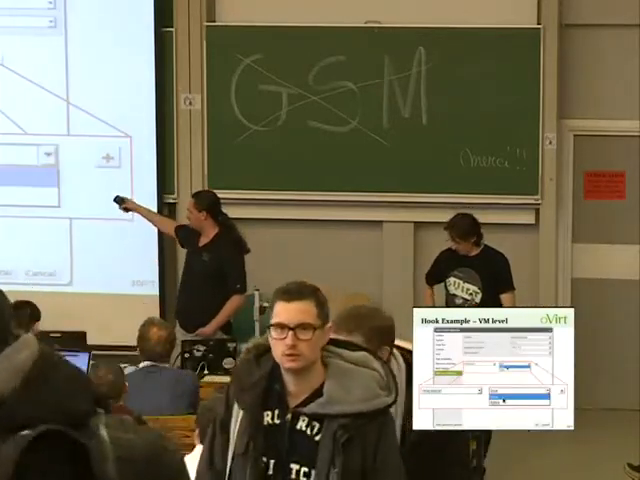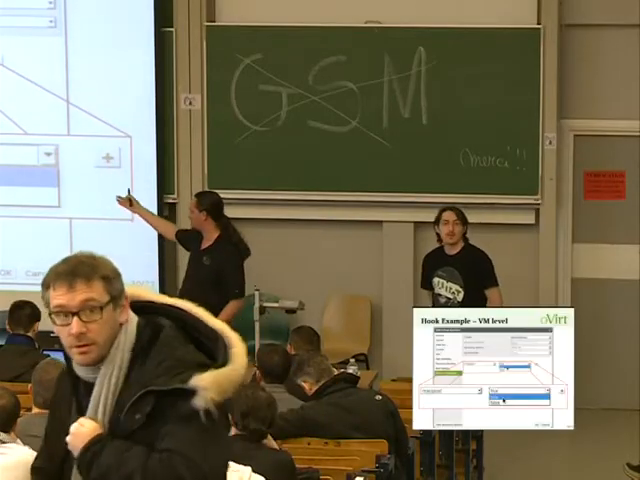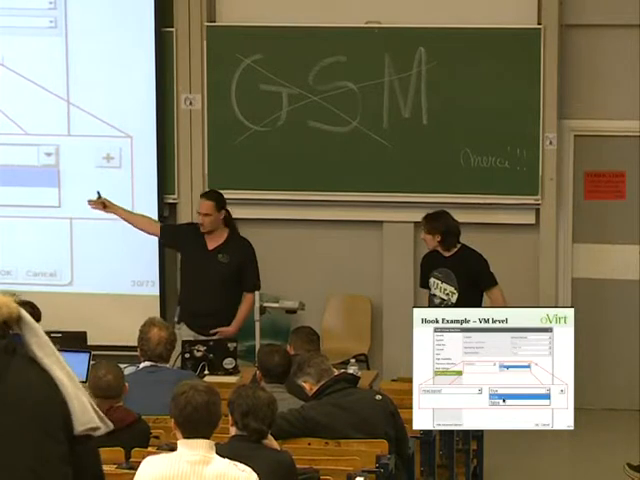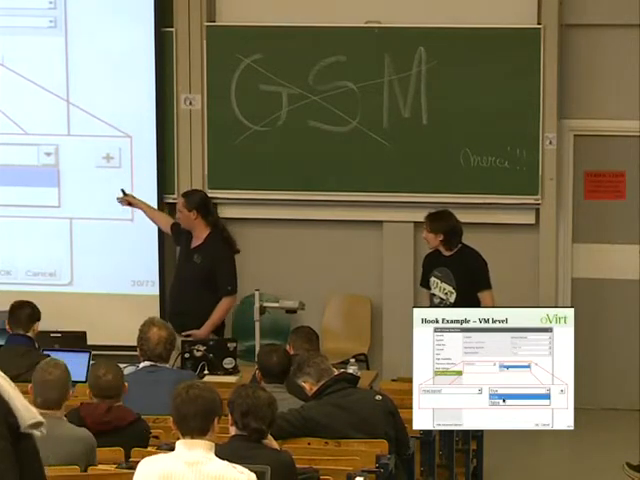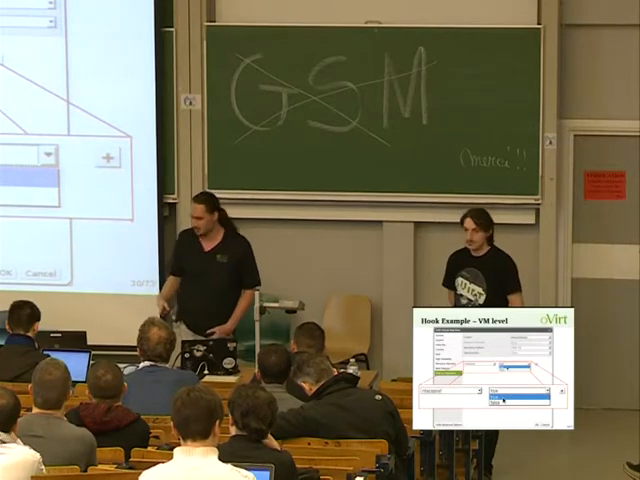And the custom parameter is specified, in this case, on the virtual machine level. So you have a custom properties tab. And you can just add whatever custom properties you want. In this case, you want MAC spoofing. So you say MAC spoofing, and you say true. You can also say false, and then it will obviously not run the hook.